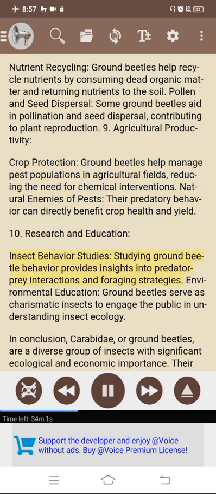10. Research and education. Insect behavior studies. Studying ground beetle behavior provides insights into predator-prey interactions and foraging strategies. Environmental education. Ground beetles serve as charismatic insects to engage the public in understanding insect ecology.